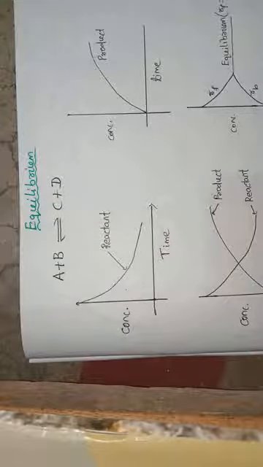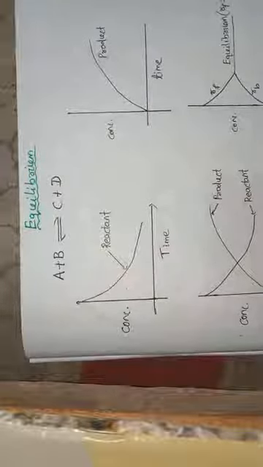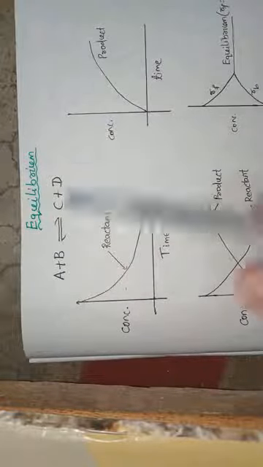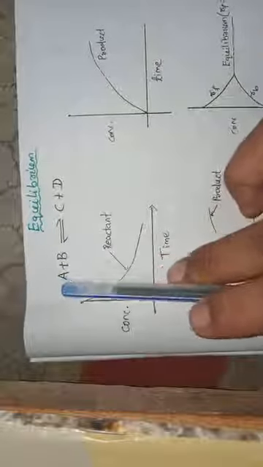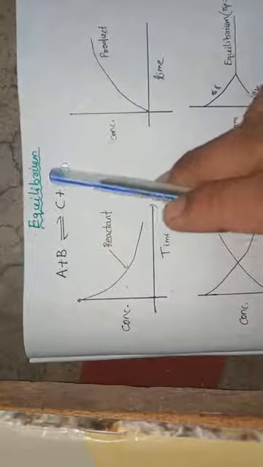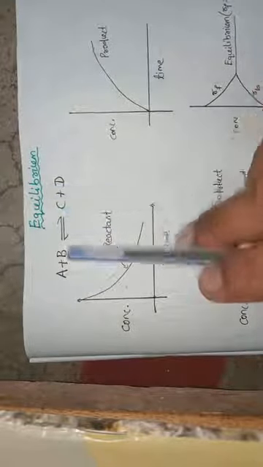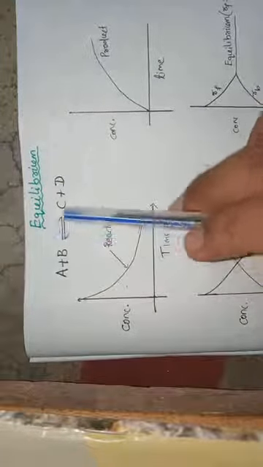Today's topic is chemical equilibrium. First, we know about equilibrium. In case of equilibrium, there are two sides. This side is known as reactant and this side is known as product, and this is the sign of equilibrium.